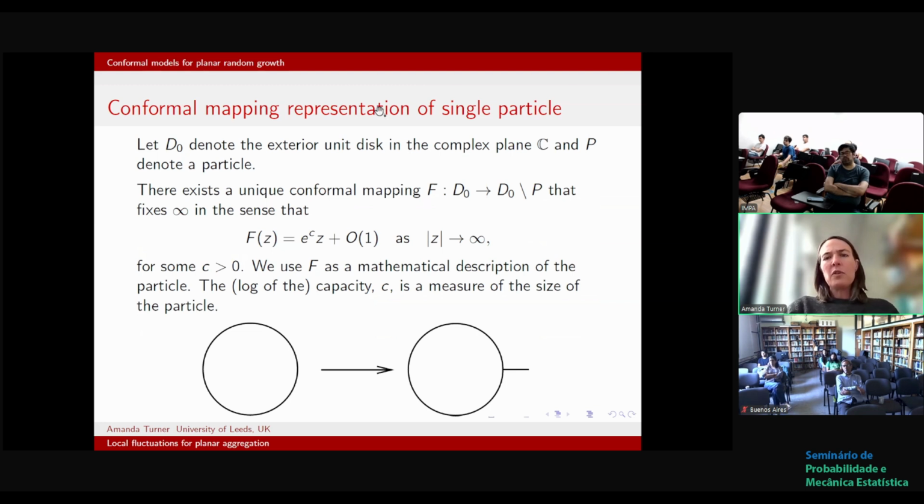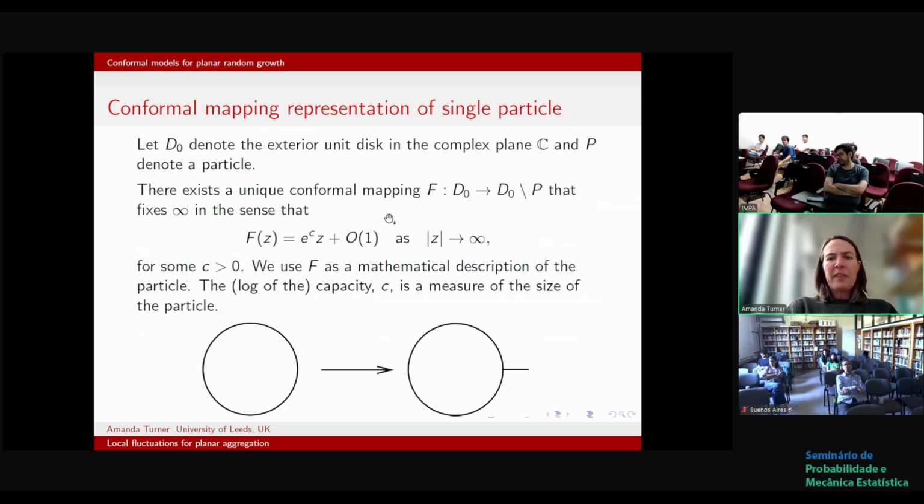And so first of all, I'll start by showing how we can represent a single particle, and then I'll show how we can construct an algorithm for constructing growing sets of clusters. So just a bit of notation. Let D naught be the exterior unit disk in the complex plane, and P denotes a particle.